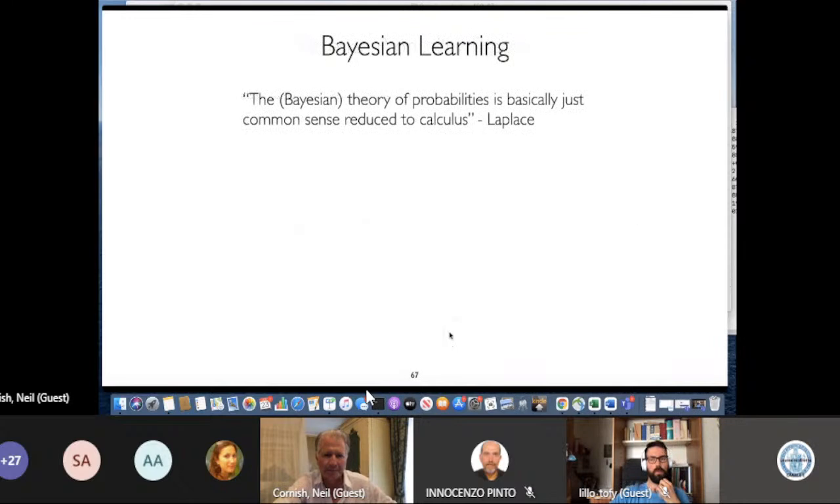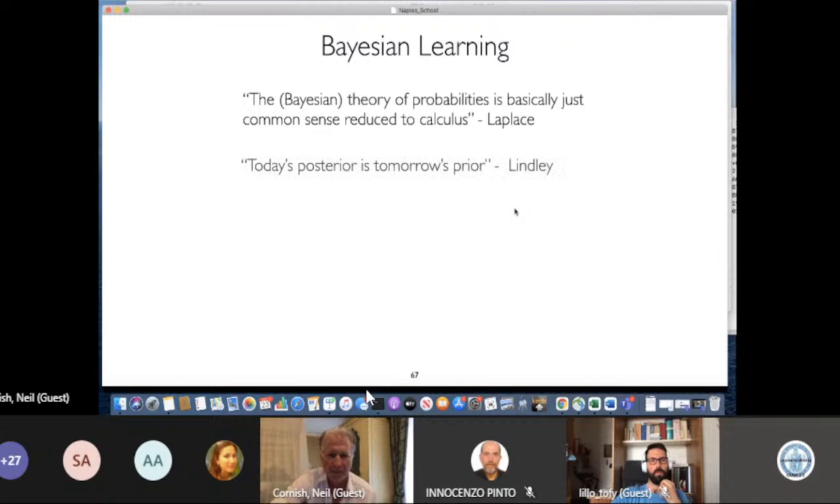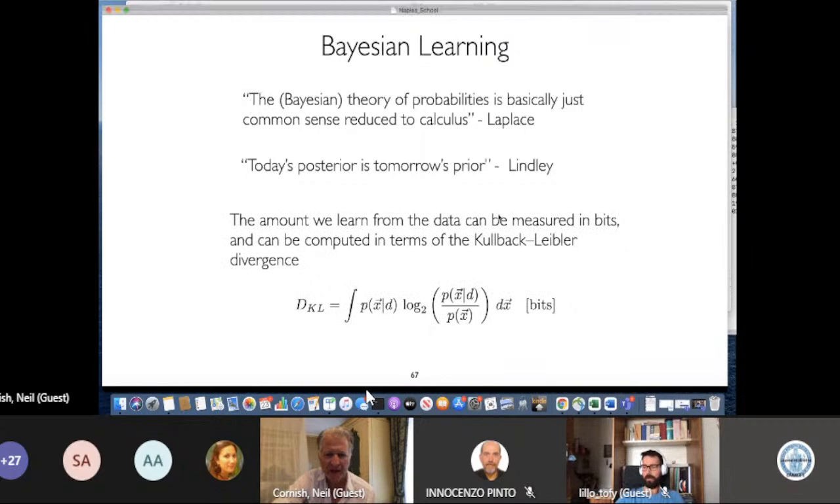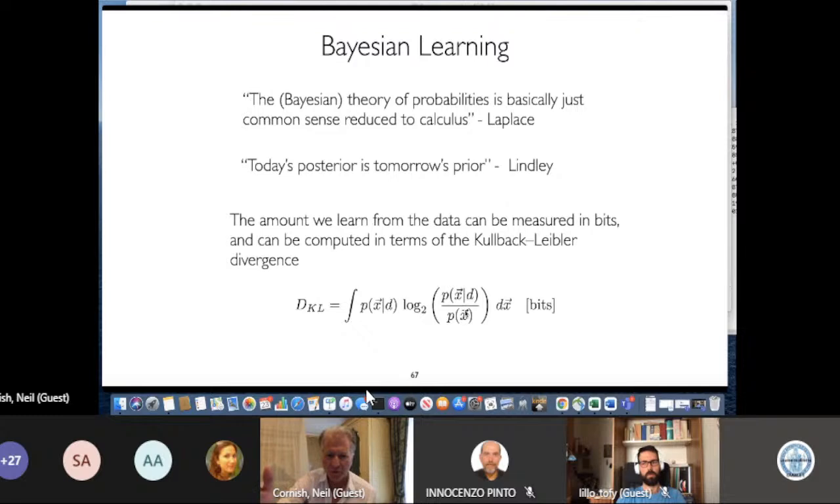And as Laplace put it, the Bayesian theory of probabilities is basically just common sense reduced to calculus. Lindley, who's a statistician in the UK, put it slightly differently. He said, today's posterior is tomorrow's prior. That's this sort of updating of what we know as we fold in new data. And in fact, you can measure how much we learn using a distance between probability distributions, this Kullback-Leibler divergence, which measures in bits the amount of information you gain. It's the difference between the posterior distribution and the prior distribution weighted by the posterior. It tells you how much you've learned. And if the posterior and the prior are the same, you haven't learned anything. So if the two distributions are the same, this is log of one, which is zero. So you've learned nothing. The more different your view of things is after the observation than it was before, the more you've learned, right?